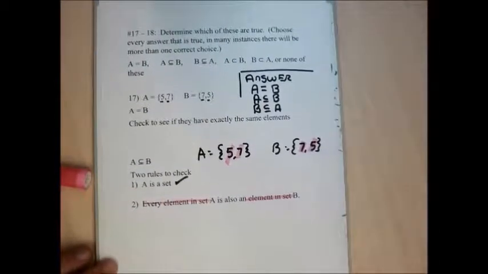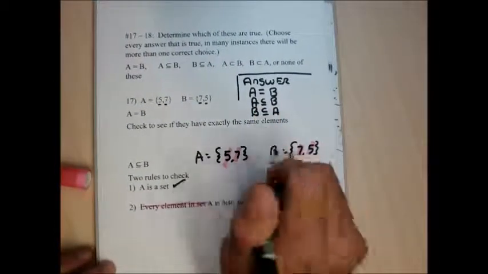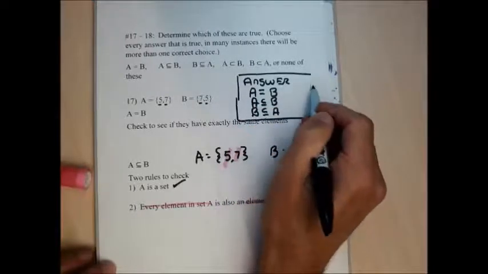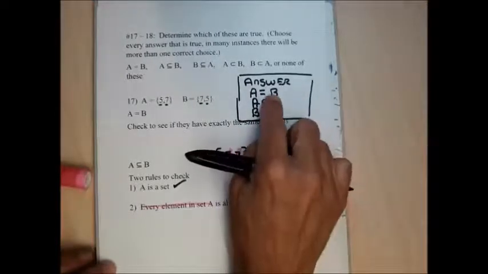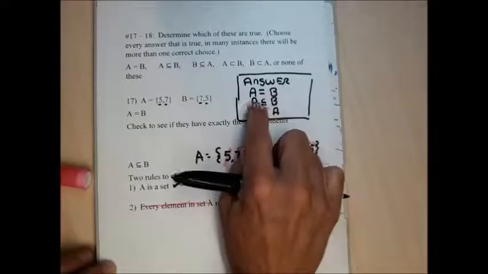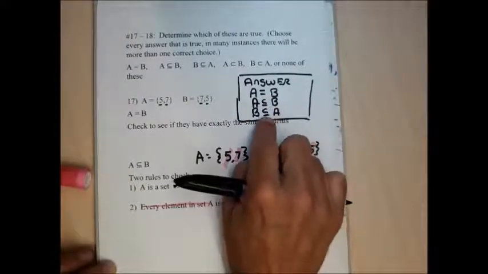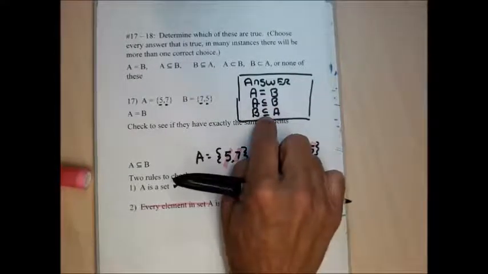So the only symbols that satisfied everything they needed to satisfy were A is equal to B, which only had one criteria, that they have exactly the same elements, and A is a subset of B and B is a subset of A, which has the two criteria.